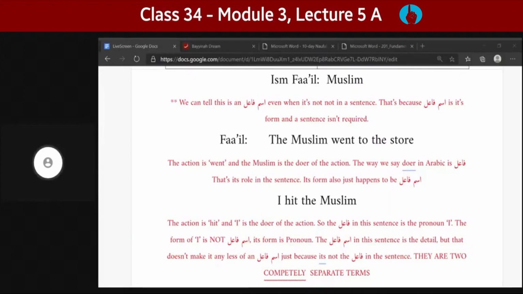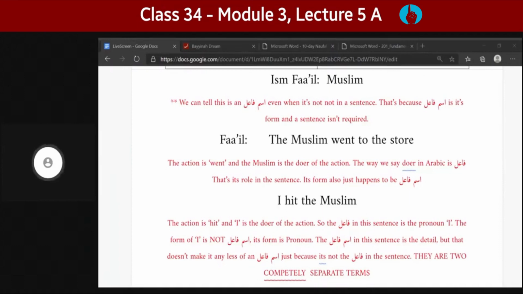No, because again, sarf terms don't have anything to do with nahu terms. Sarf terms don't tell you what the word is doing in the sentence. Sarf terms tell you about the word itself. So the word Muslim, I guess you could say it's a doer, but that's confusing. The word Muslim performs the action of aslama. That's what ism fa'il is. Whatever the ism fa'il is, that word will be performing the action of that same root.